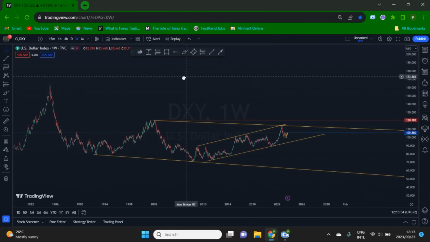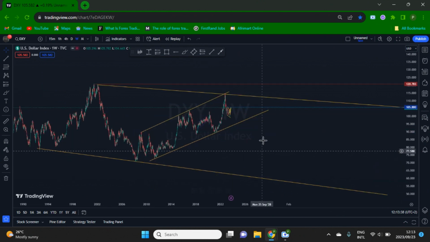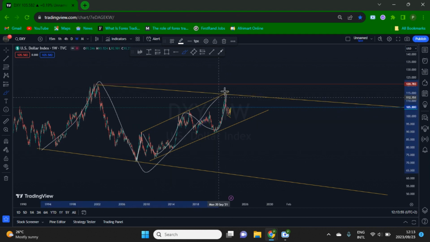The dollar index, here we are. It's creating some form of descending channel on the higher time frame, but then within the descending channel we have this ascending channel again. Let me just highlight that. This is our ascending channel, right? This ascending channel within the bigger descending channel. So that's the importance of the higher time frame analysis, whereby we know the nature of the market.